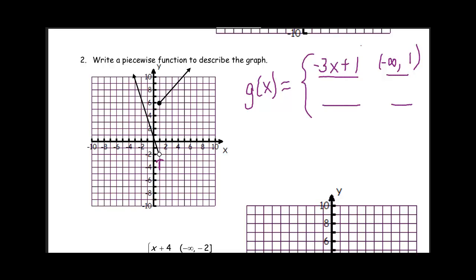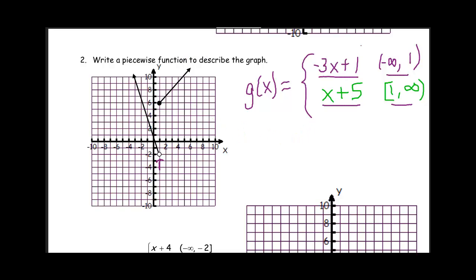And then this piece here, this has a slope of 1, but notice that its y-intercept is not there. But if you were to keep it going, it looks like it would be a 5. So I could say x plus 5, and that has a starting point at 1 and goes all the way to infinity. But I just want to talk for a second about how you would find this if you didn't notice right away that the y-intercept was going to be at 5.